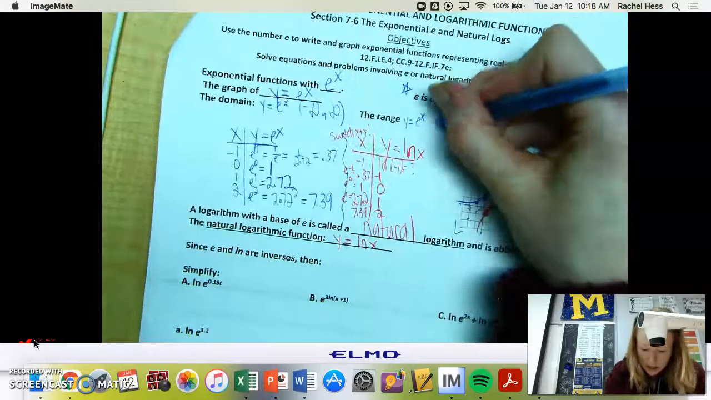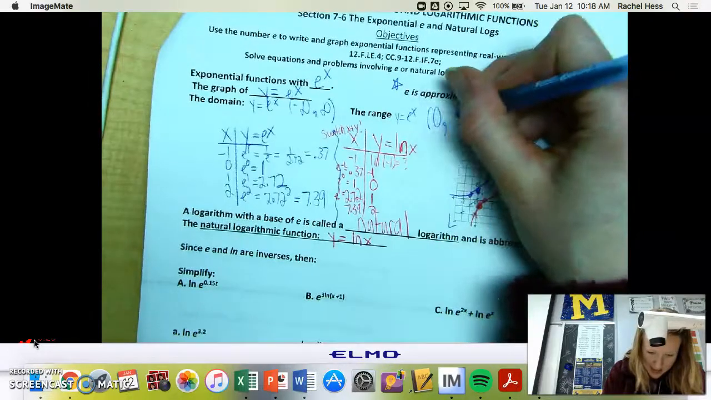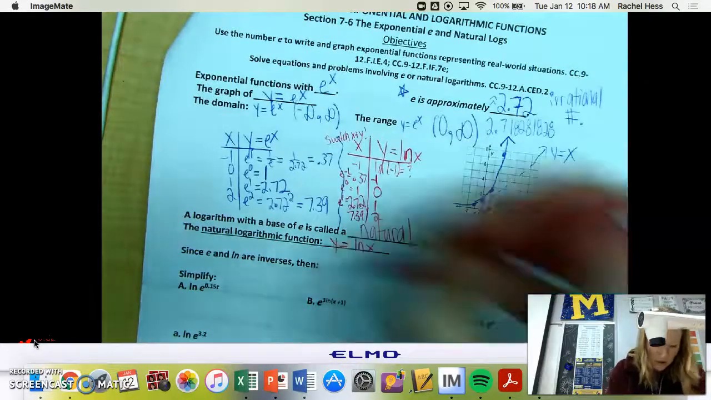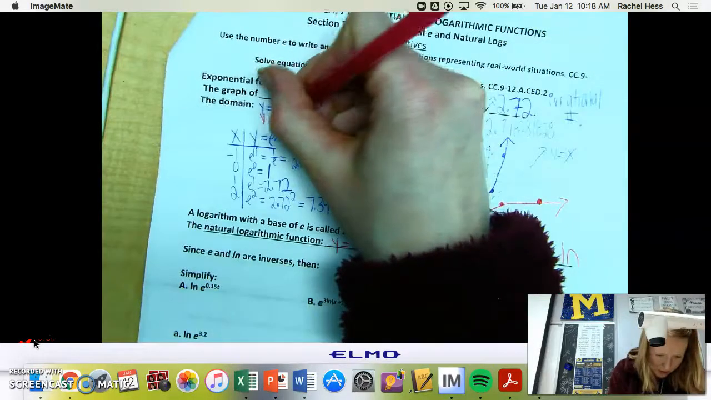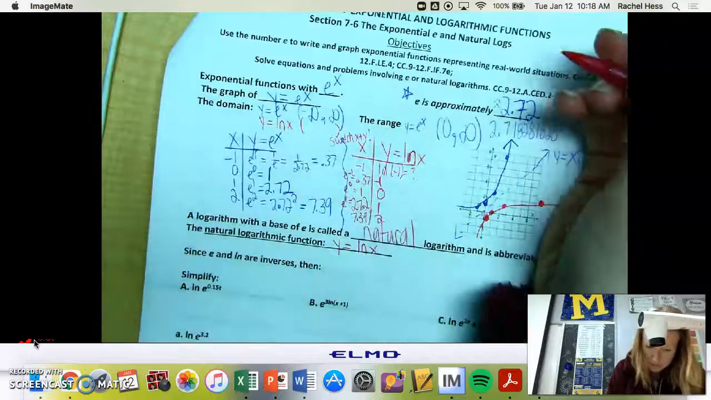And then the range here, remember how it approaches 0 but never gets there. That means it has an asymptote at 0, and then it approaches infinity. If we're talking about the domain and range for the natural log, it's just the inverse of that. We're going to switch the domain and range.